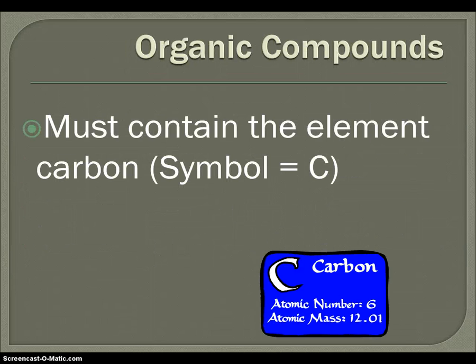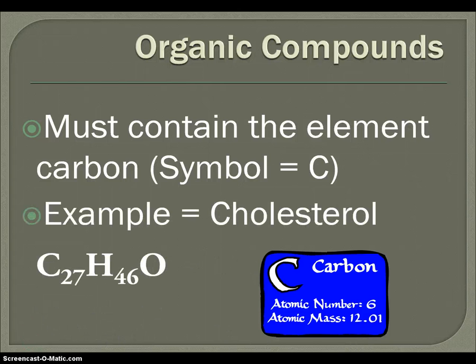An organic compound is something that contains carbon. So when we're looking at symbols, we're just looking for a capital C. If we see a capital C, then we can probably say yes, it's an organic compound.